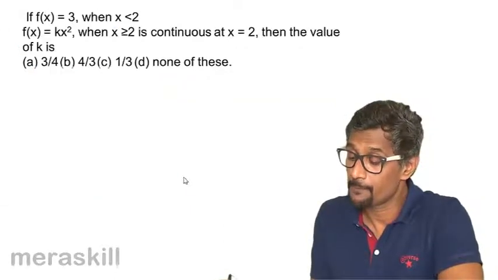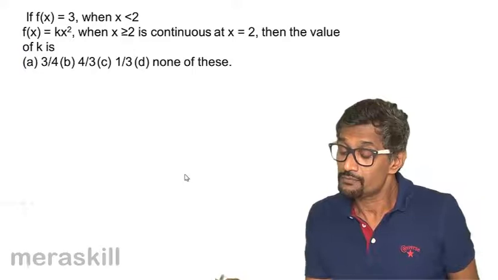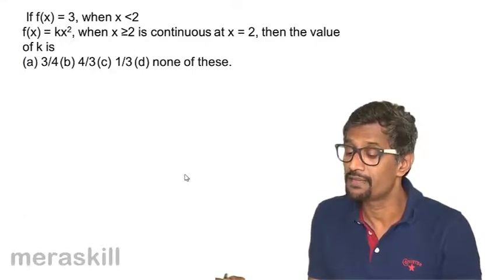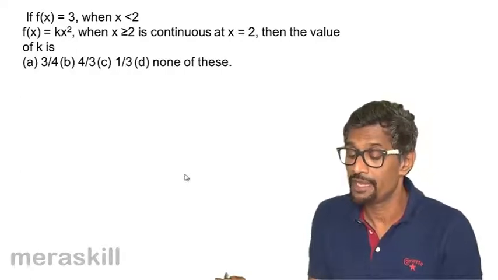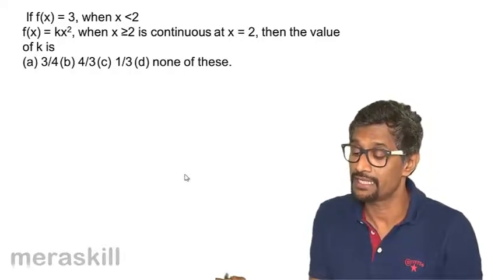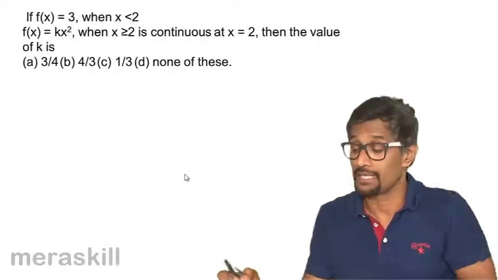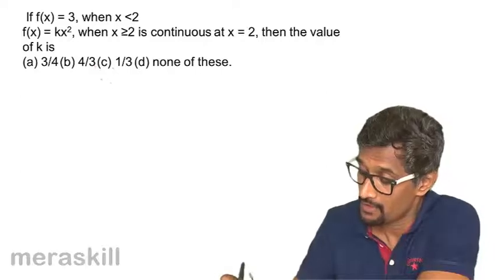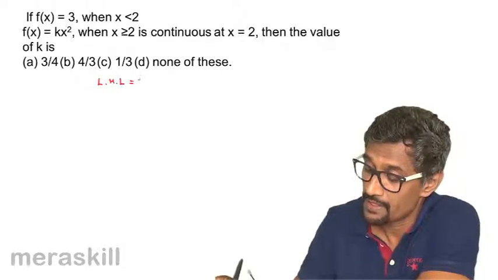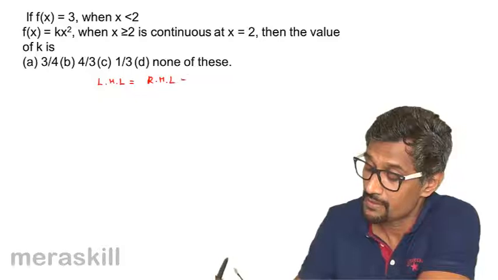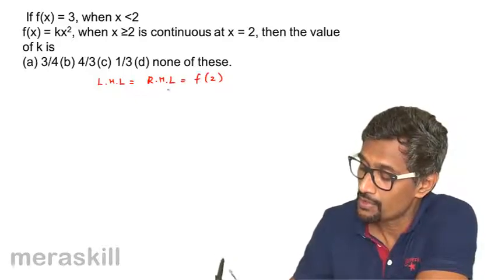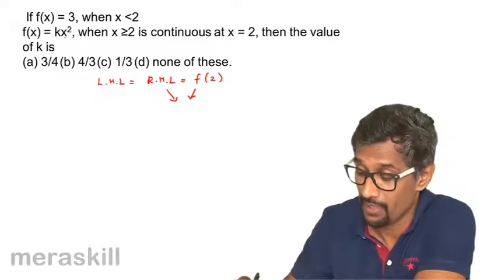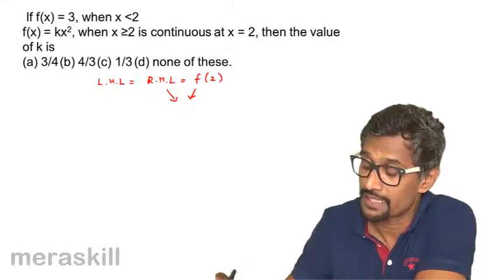Here we have an interesting example. If f of x is 3 whenever x is less than 2, and f of x is kx squared when x is greater than or equal to 2, and it is continuous at x equal to 2, which means that the left-hand limit is equal to the right-hand limit is equal to f of 2. Both of these are one and the same because the function is defined by kx squared whenever the value of x is greater than or equal to 2.